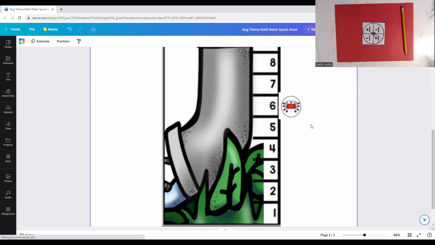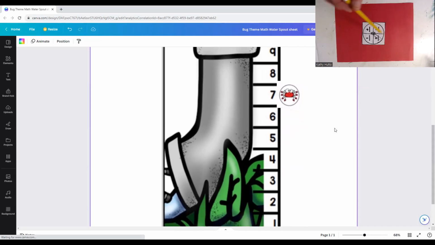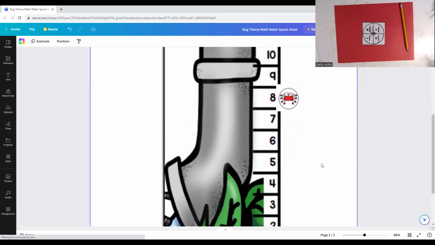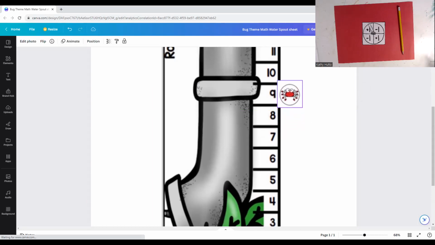Plus 1 again. 6 plus 1 is 7. Good job. All right, let's spin again. Plus 1. It was on plus 1 again. 7 plus 1 is 8. When you add 1, you go up 1. All right, let's spin again. It landed on plus 1. We are moving this spider up this water spout. What is 8 plus 1? 8 plus 1 is 9. Good job.